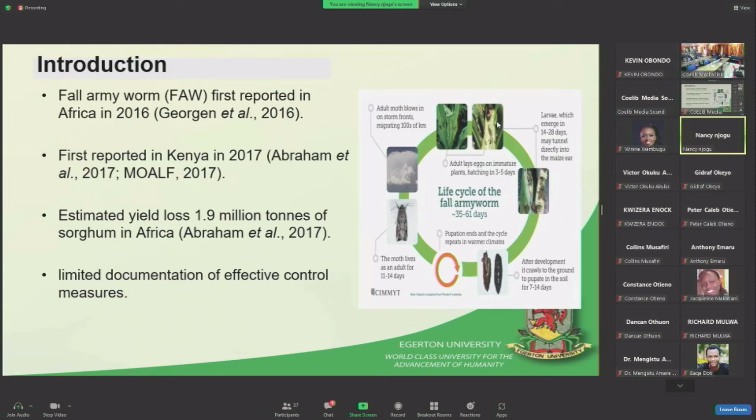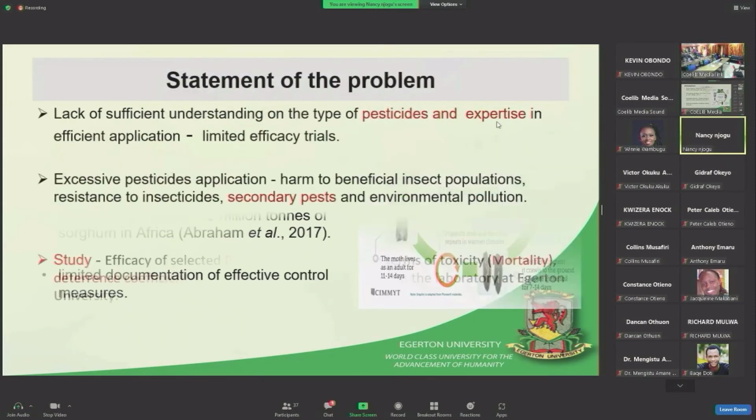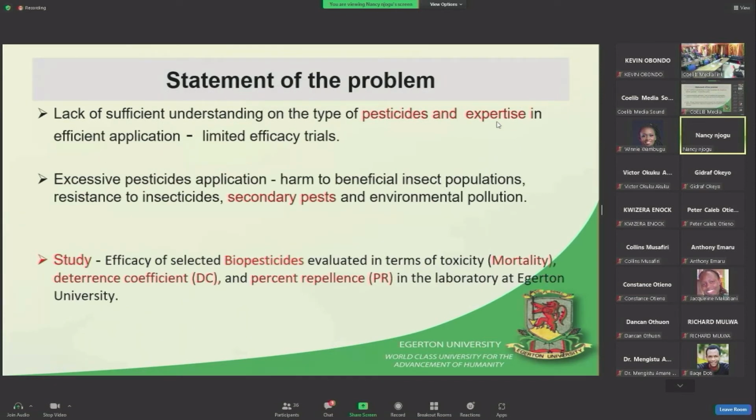Fall armyworm is a Lepidoptera. It undergoes a complete life cycle, and it has 6 larval stages. So, statement of the problem: as of now, there is a lack of sufficient understanding on the type of pesticides and efficient application, and very limited efficacy trials. Farmers are also applying excessive pesticides, and there is risk of environmental pollution. So in my current study, I'm looking at the efficacy of selected biopesticides in terms of toxicity, deterrence coefficient, and percent deterrence in the laboratory at Egerton University.